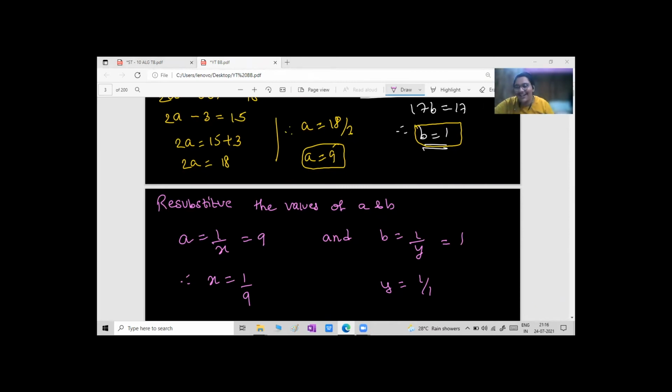Understood? Should be somewhat understood. Let us take one more question. That is question number 2. Question number 1 is done.